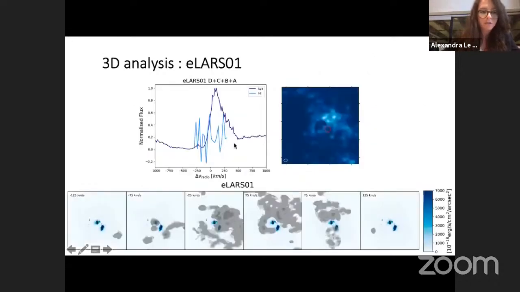Looking at the 3D picture of it, this is the same as I showed before for LAST 8. You have the two spectra compared. And here what we can see is that there is basically no H1 to the sensitivities we reach with that cube in the aperture. That is basically saying that there is lower column density H1 in front of the Lyman-alpha emission. And again, you have the channel map that shows really that you don't have much H1 in front of the Lyman-alpha there, at least to the detection limit.